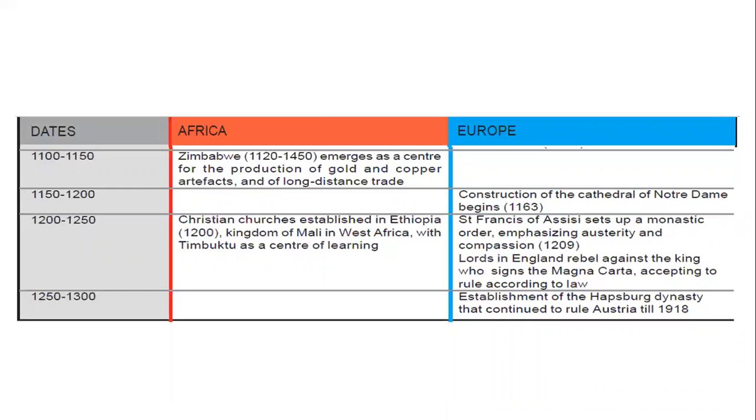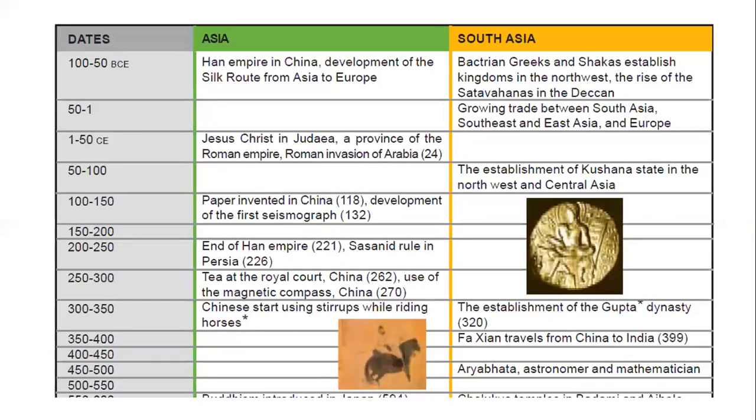In Europe, we see the construction of the Cathedral of Notre Dame begin. Saint Francis of Assisi sets up a monastic order, emphasizing austerity and compassion. Lords in England rebel against the king, who signed the Magna Carta, accepting to rule according to law. Establishment of the Habsburg dynasty that continued to rule Austria till 1980. Next, we see Asia and South Asia.